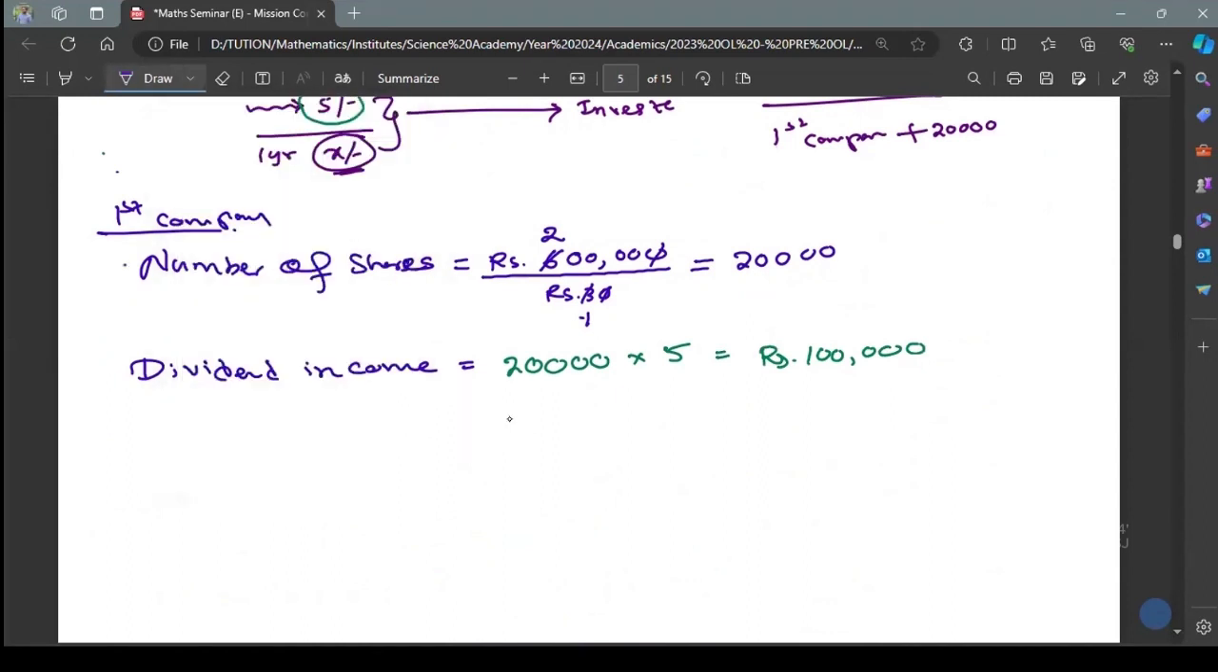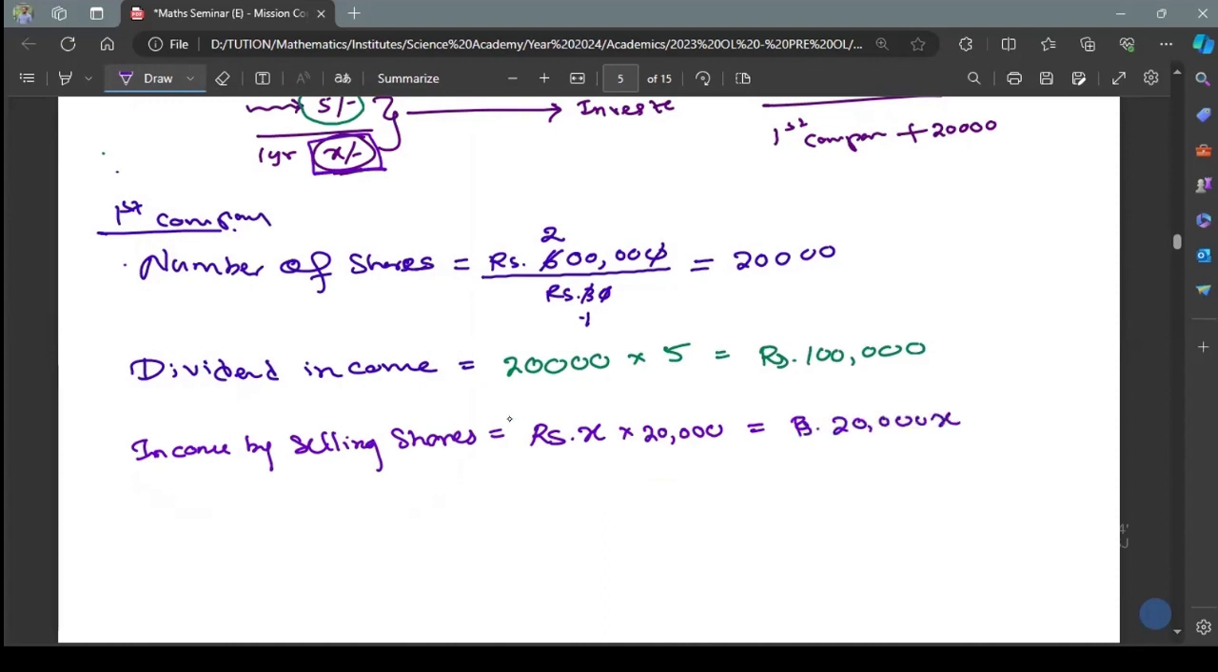Now I'm going to calculate how much he earned by selling shares. Income by selling shares. Okay, listen carefully. We don't know for how much he sold. I'm going to take the selling price of a share as X. And how many shares did he sell? Totally 20,000 shares. All his shares he's selling. So totally from selling shares, he earned 20,000 X rupees. This is not the capital gain. Don't get confused with capital gain. To calculate a capital gain, we don't know the selling price. Here I'm calculating the total income he's gaining by selling the shares. That's what I have calculated here.